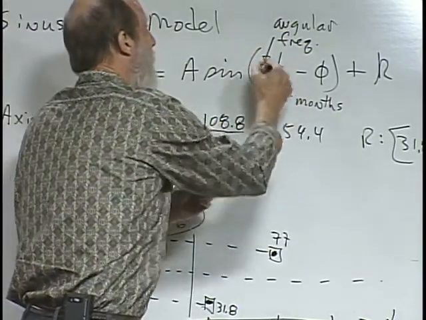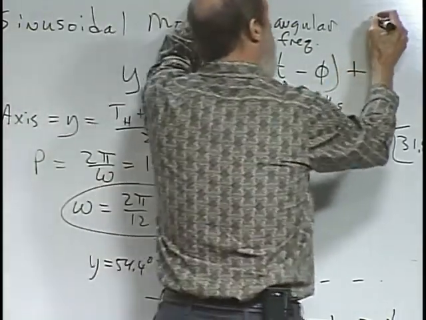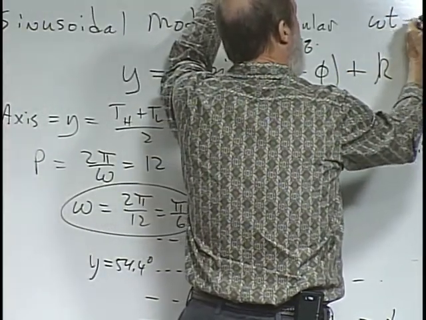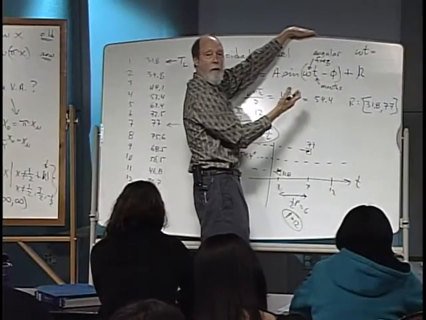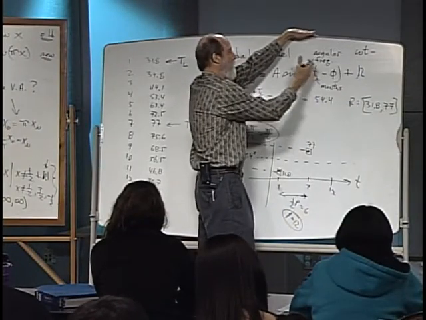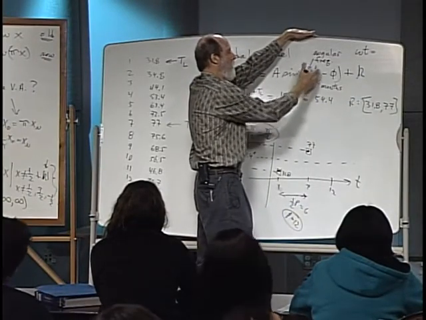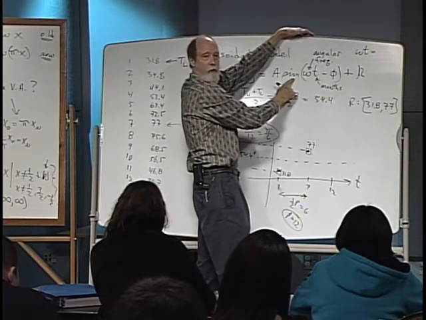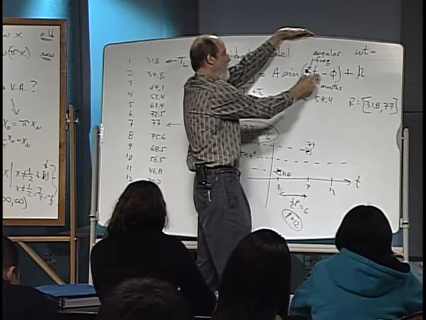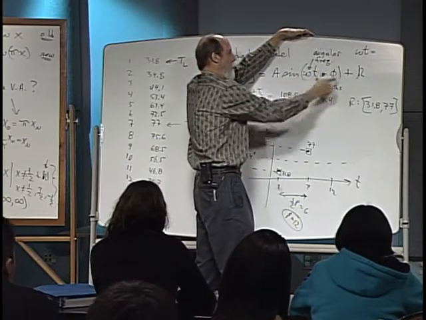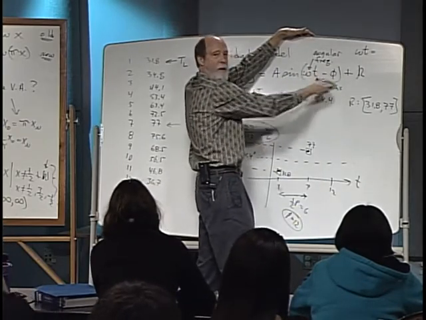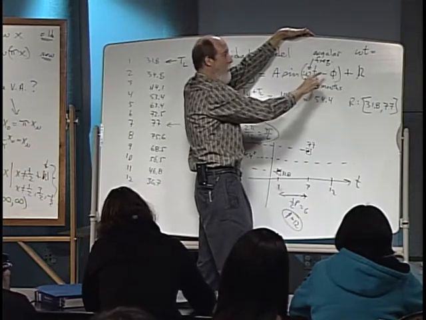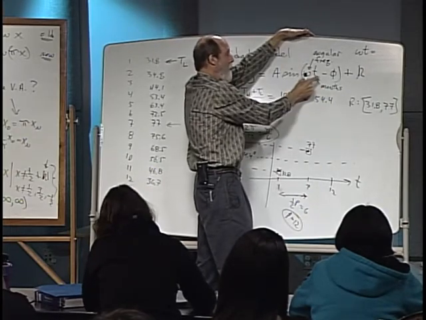Omega times t has to be a what? Physically, thought of as an angle. Doesn't that have to be an angle? Because you're inside a trig function, aren't you? Doesn't this have to be an angle minus an angle to give you an angle for the whole thing? That whole thing in there is an angle. Okay, so omega t must be an angle.